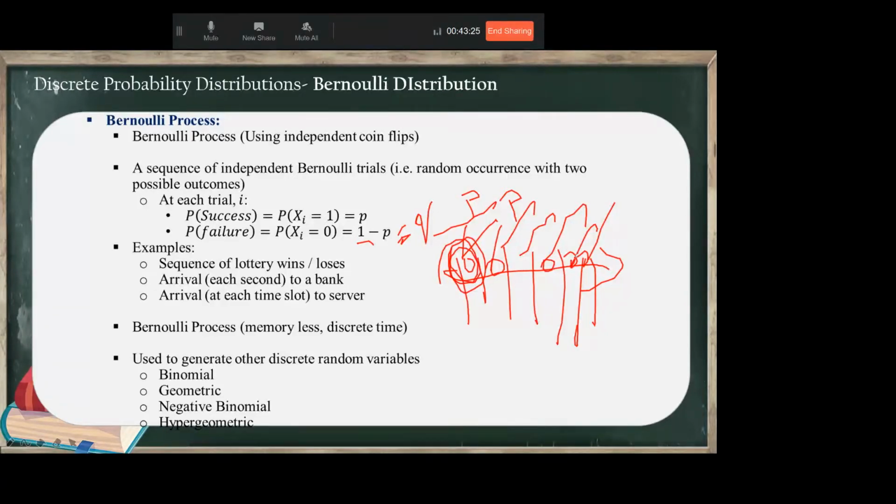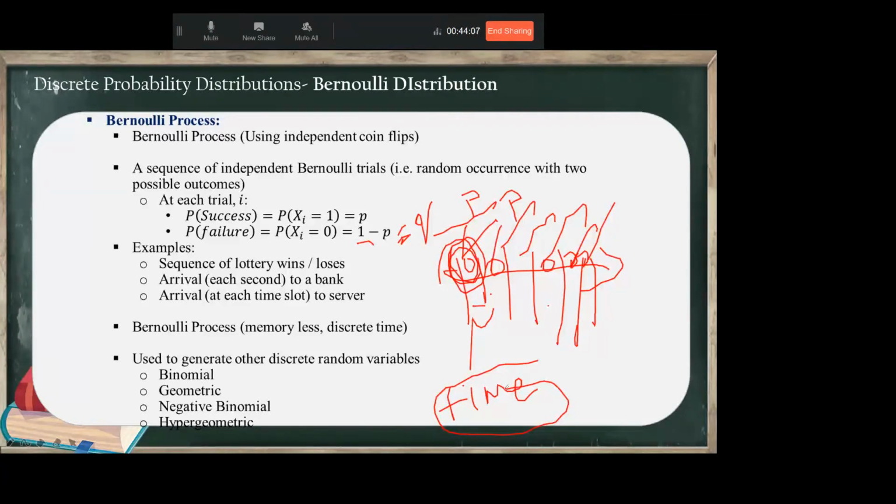So let's take the arrival of customers each second at a bank. You can also mention it as a time. Let's say one section is time, and in 5 seconds, who comes to the bank first? In the first 5 seconds, does someone come? Then in the next 5 seconds, does someone come or not? So we can distribute it according to time as well, at each time slot to the server. That's what we have in Bernoulli.